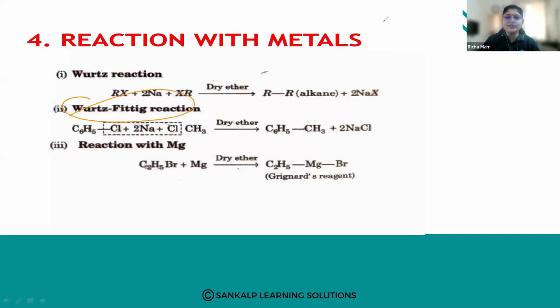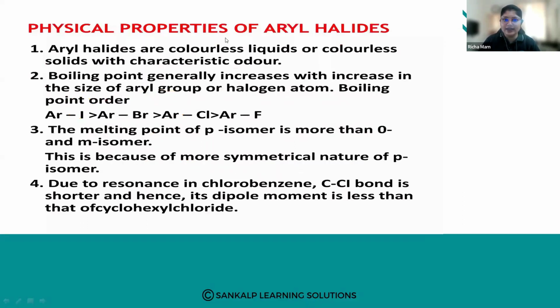Now next is the physical properties of aryl halides. Aryl halides are colorless liquids or colorless solids with characteristic odor. What happens to the boiling point? They generally increase with increase in the size of the aryl group or halogen atom. Iodine has a higher atomic mass, so it has a higher boiling point, then bromine, then chlorine, and then fluorine. As the mass increases, the boiling point also increases.